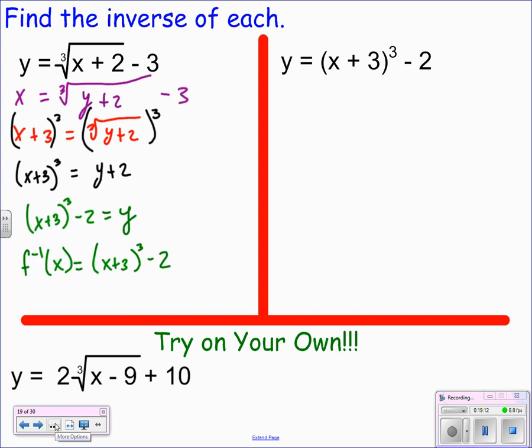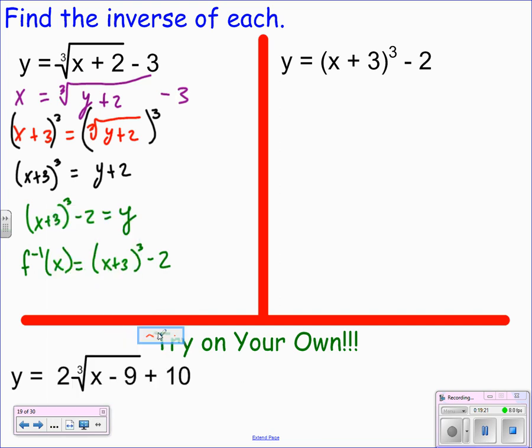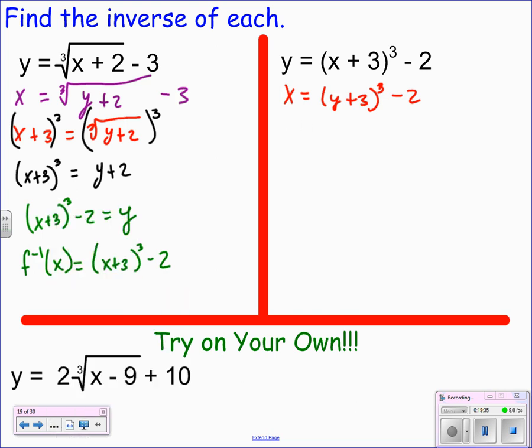So on the right hand side, I would do a similar idea. First things first, switch x and y. So x equals (y plus 3) cubed minus 2. Then I would add 2 to both sides. So x plus 2 equals (y plus 3) to the power of 3.